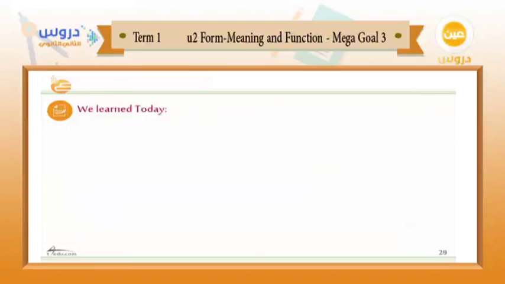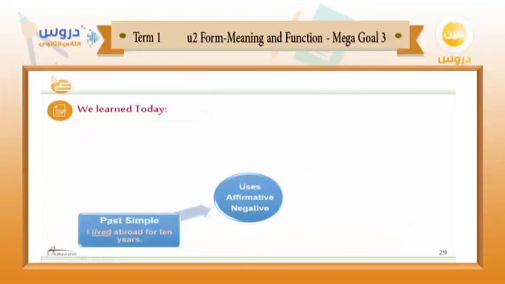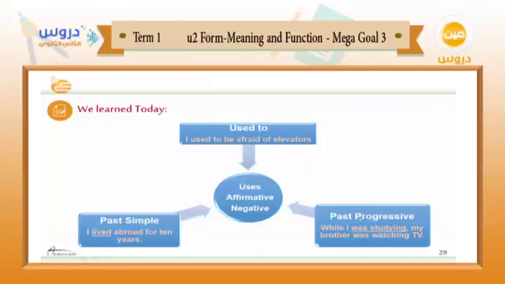Okay, thank you for attending this lesson. Today we studied the uses, the affirmative and negative form of past simple and used to and past progressive. These are some examples. Example of past simple: I lived abroad for 10 years. The past form of used to: I used to be afraid of elevators. And the example of past progressive: while I was studying, my brother was watching TV.